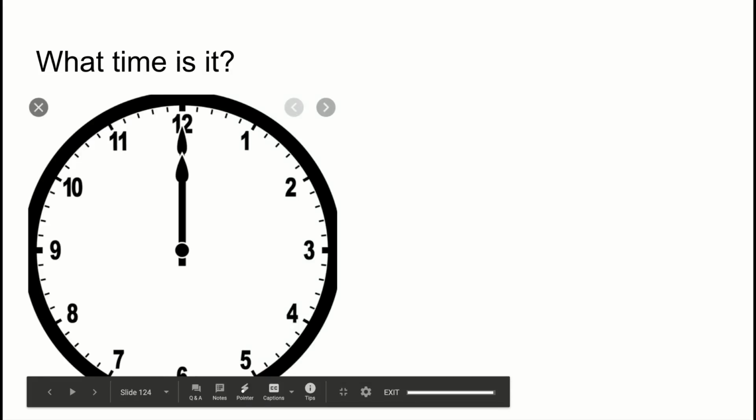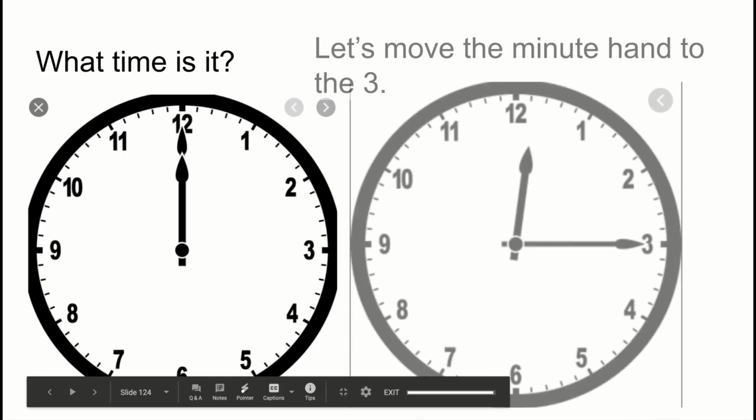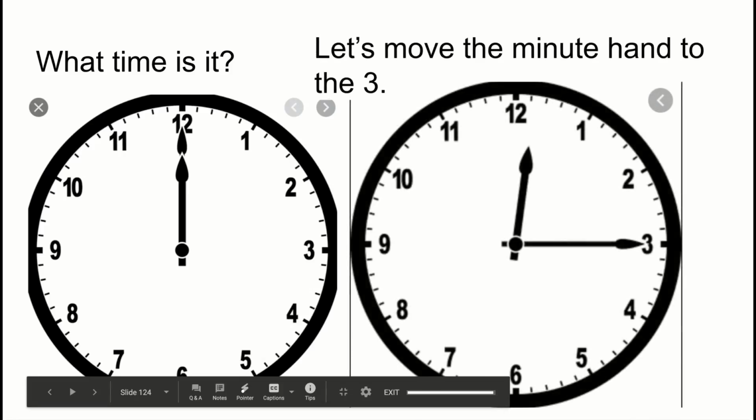What time does this clock say? This clock says 12 o'clock. If we move the minute hand to the 3, what time is it now? Remember, we count by 5s. So the minute hand started at the 12, so we'll count 5, 10, 15. The hour hasn't changed, only the minute changed. And so now it is 12:15.